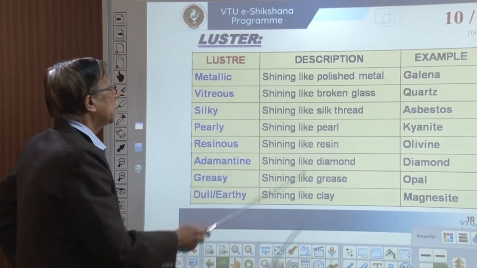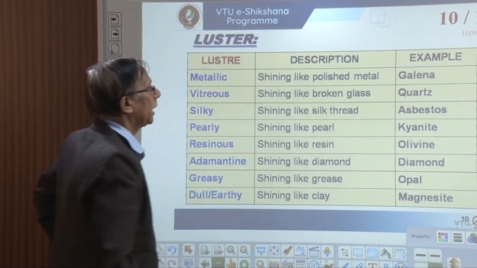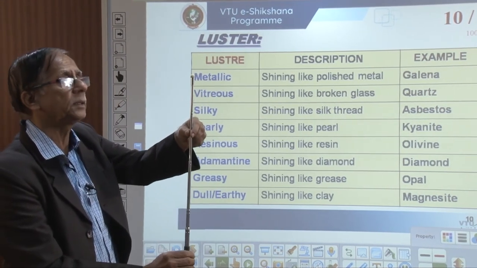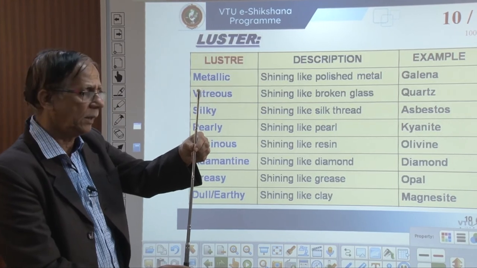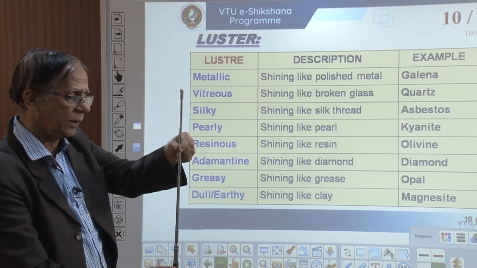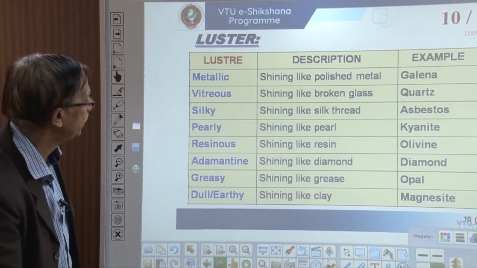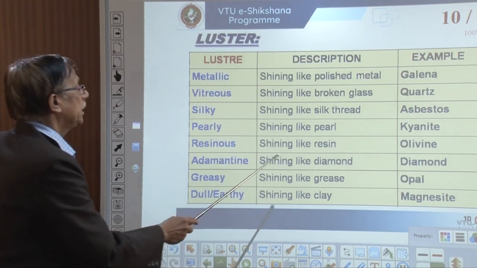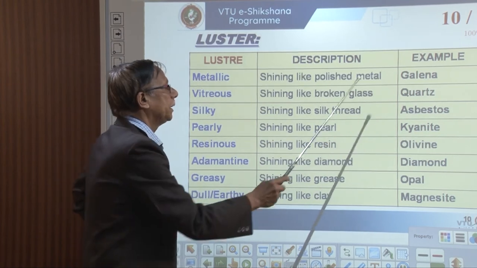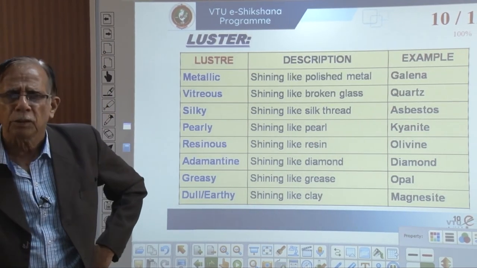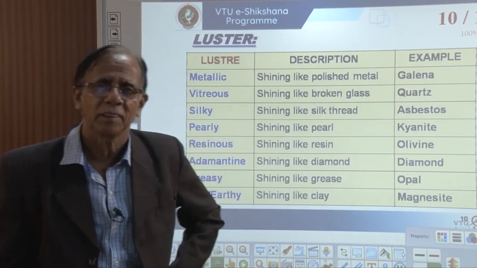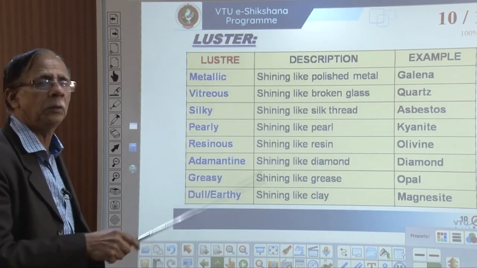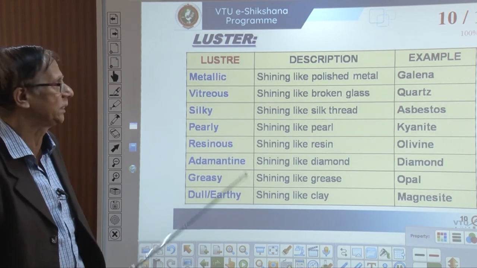Silky, shining like silk thread. Tilted in a particular direction, they shine. Depending on the direction of light, they shine in some particular direction, we call silky luster, shining like silk thread. These are also used in the embroidery industry, and these find application in a variety of industries.